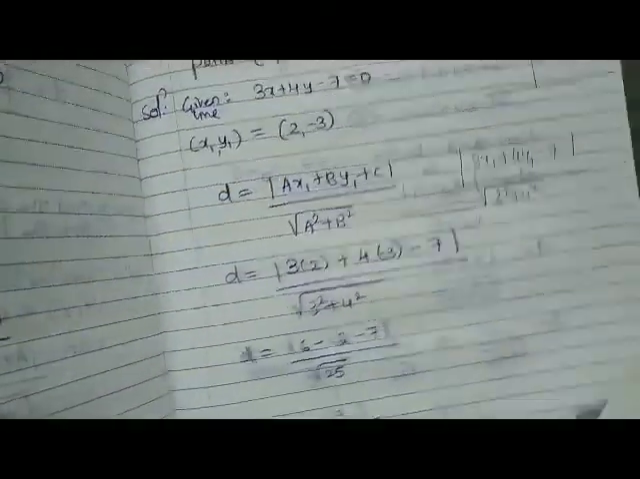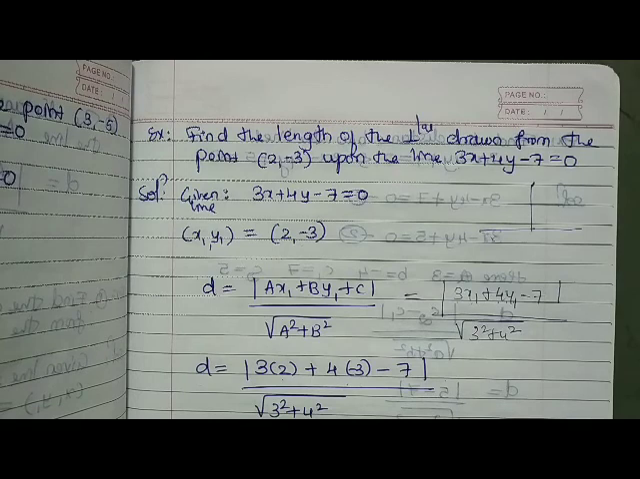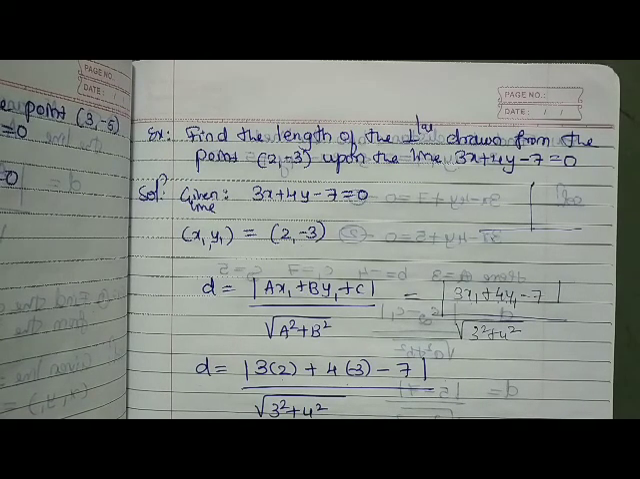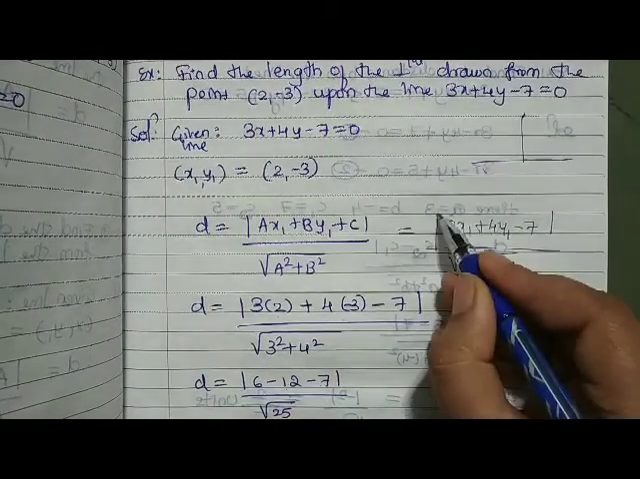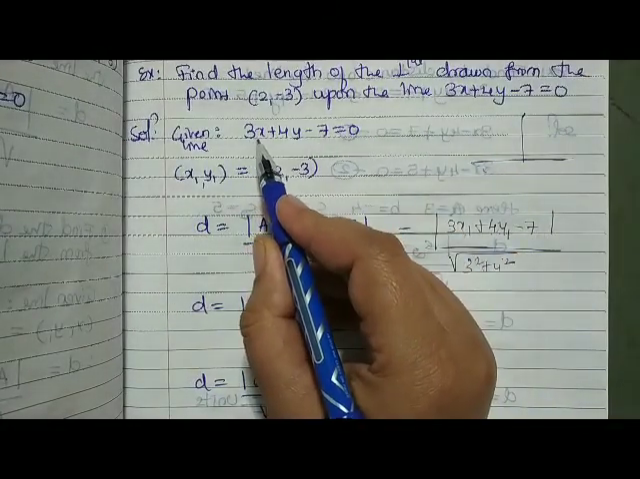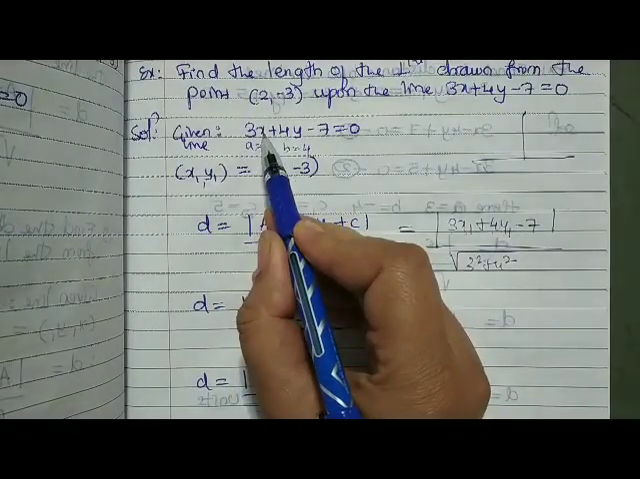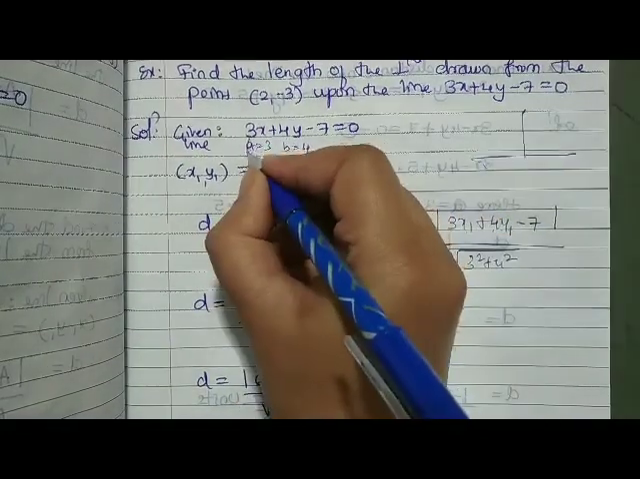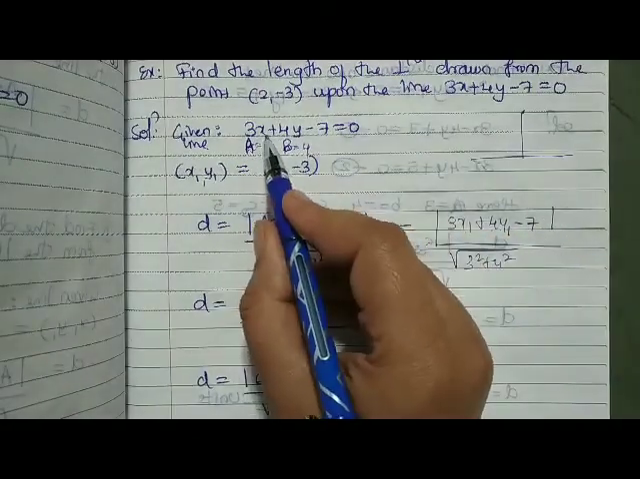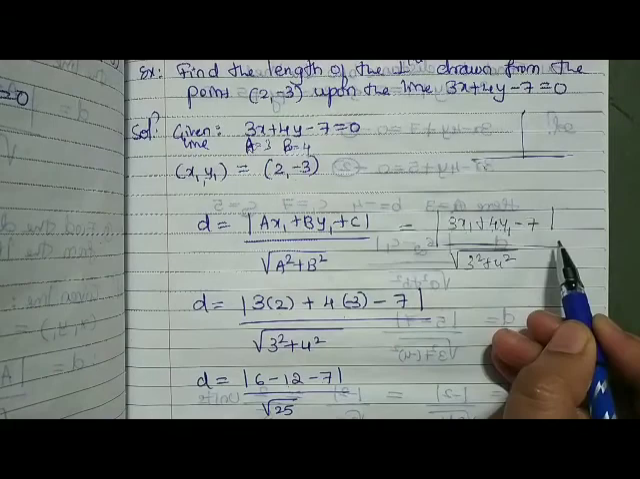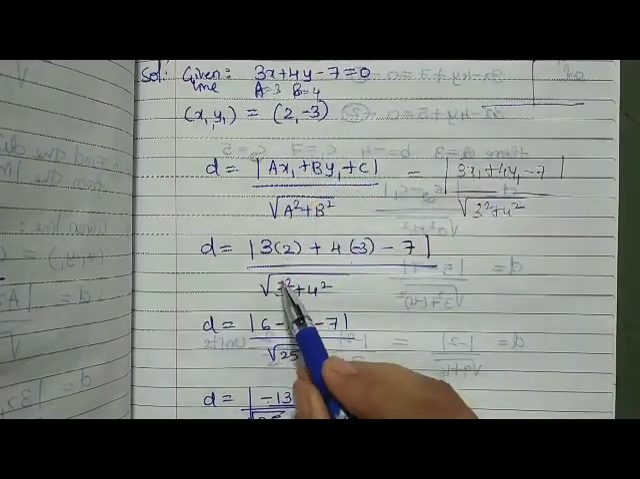Okay. Next example. Find the length of the perpendicular drawn from the point 2 comma minus 3 upon the line 3x plus 4y minus 7 is equal to 0. So write the given data, that is given line and given point, and next write the formula with the modulus. So the given line is 3x plus 4y minus 7, where a is 3 and b is 4. Coefficient of x is 3, which is capital A, and coefficient of y is 4, which is capital B. So mod of 3x1 plus 4y1 minus 7 divided by root of a square plus b square. So put x1 is 2 and y1 is minus 3 in the given line.